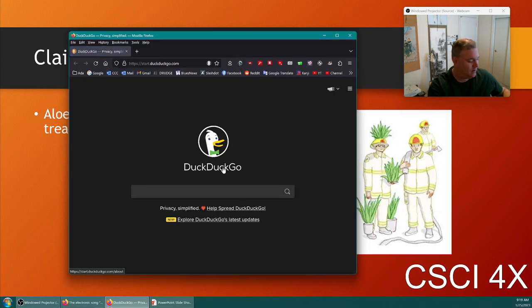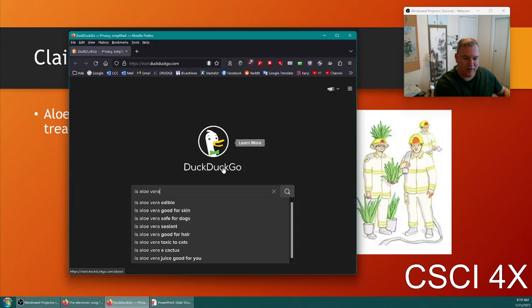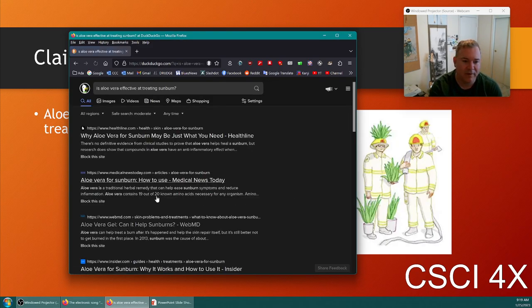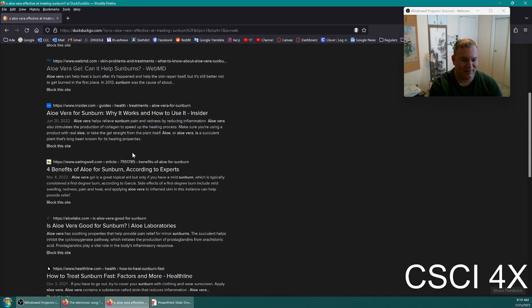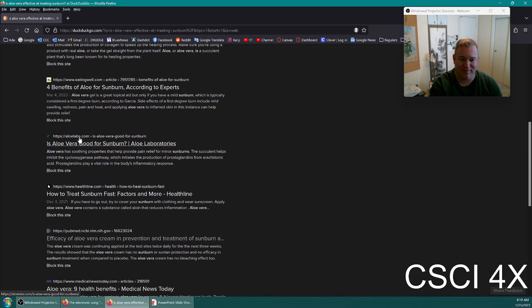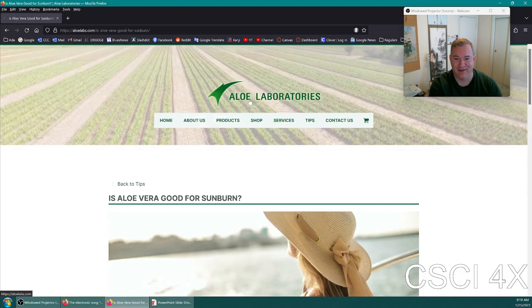Let's see here. Is aloe vera effective at treating sunburn? And now, when you get the results, you should take a moment and look at the actual websites that are being returned here, right? So we've got eatingwell.com. We've got allolabs.com. So allolabs.com is probably a biased source, right?